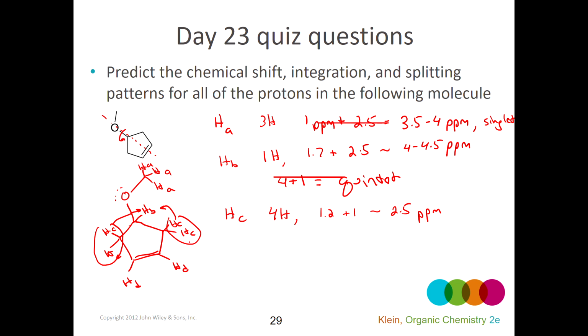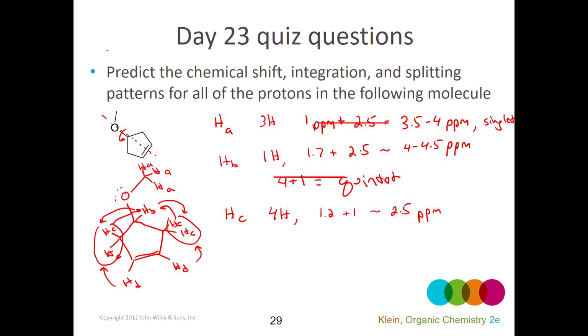And HC, that's where the splitting pattern is not going to be totally discernible. Because for HC, it's 1 away from D, which is going to split it, and it's 1 away from B, which is going to split it. And I would do the same analysis if I looked at the other side. So B is going to be splitting C into a doublet, and D is going to be splitting C into a doublet.